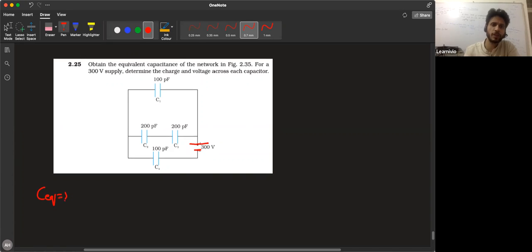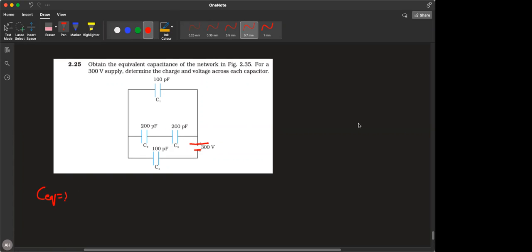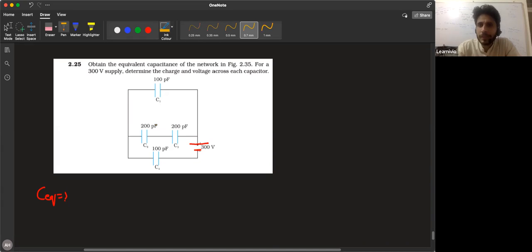For C equivalent, Yashika, can you decide which of the capacitors are in series and which are in parallel? So 200 and 200 are in series, and 100 and 400 equivalent is in series. No. See, in a complex circuit, it's not necessary that all capacitors are either in series or in parallel. Many times, capacitors are neither in series nor in parallel. So just try to pick those capacitors which are in series or in parallel.